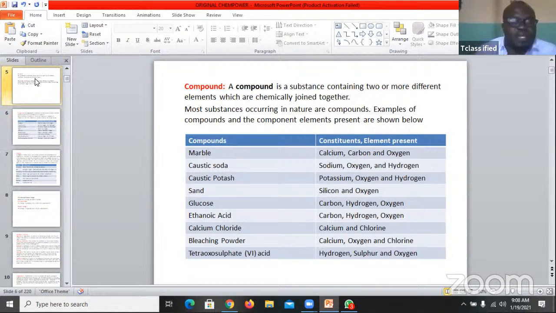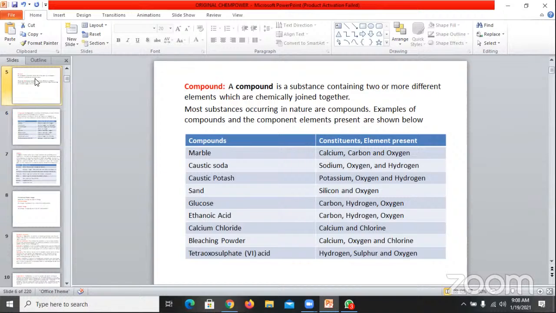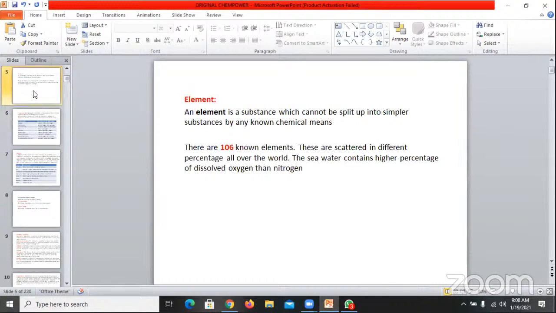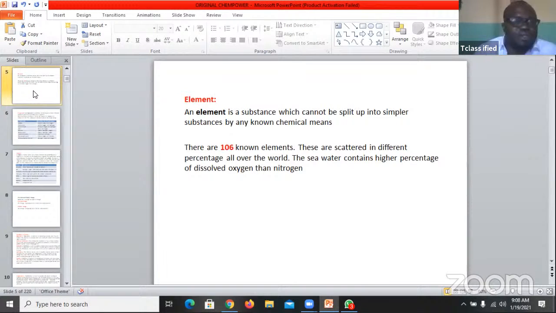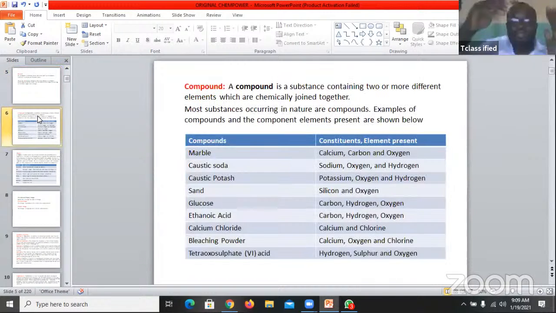Okay, so can you differentiate between elements, compounds, and mixtures? I said that an element is a substance that cannot be split into smaller substances. A good example of an element, you can talk about sodium, calcium, hydrogen, chlorine, all those are elements. They cannot be split into other elements. Then when you have two or more of these elements brought together using any chemical means, by them sharing a chemical bond, you have what we call a compound.